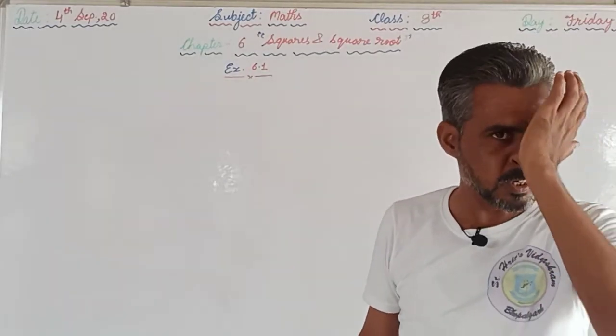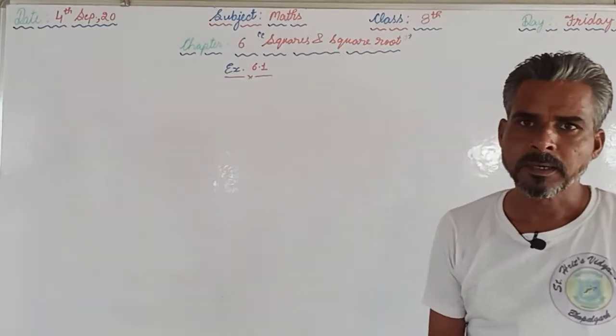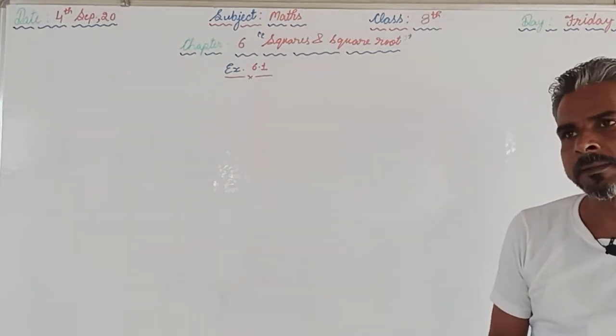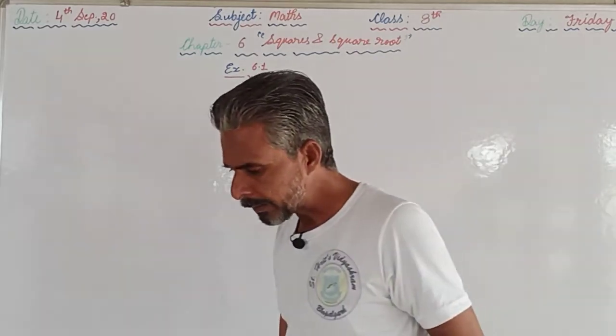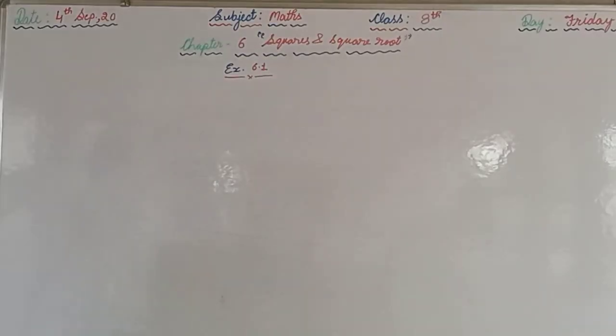This video is for class 8th and the subject is maths, and we have already started yesterday a new chapter, that is chapter number 6, and the name of the chapter is squares and square root. Yesterday we discussed the first two questions of the exercise. Third question is: the square of which of the following would be odd numbers.